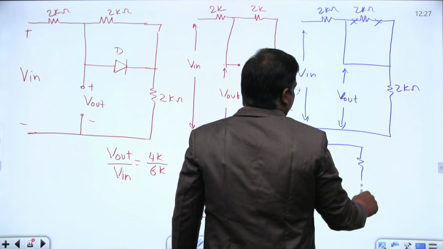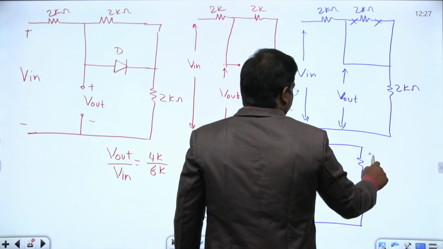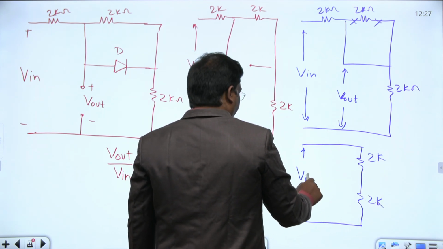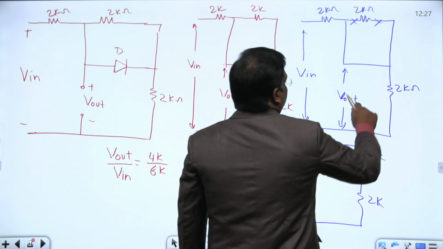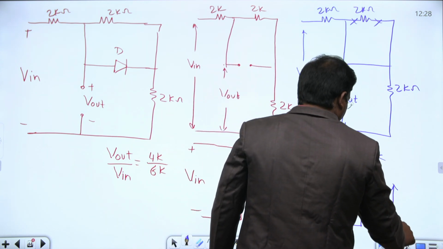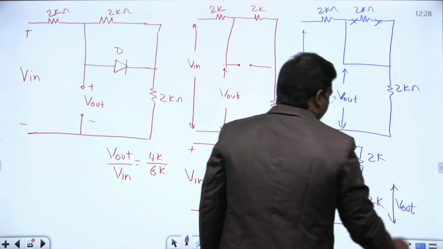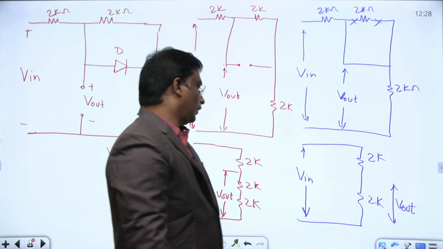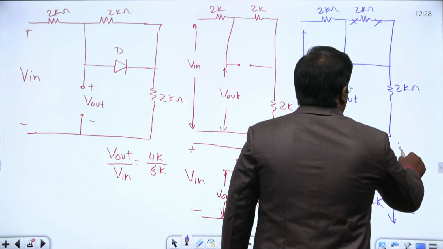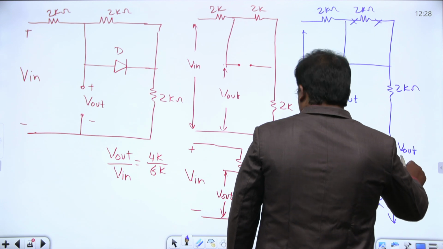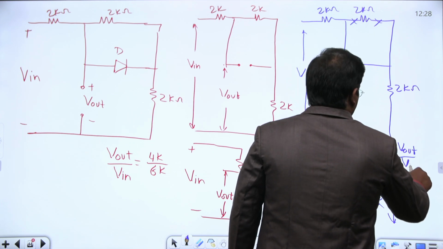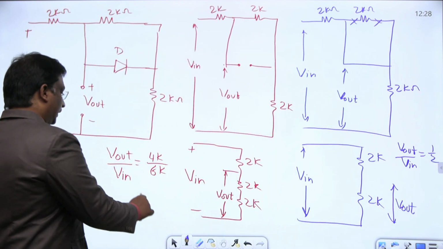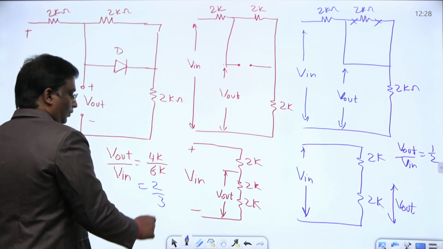Okay, this is 2K, this is 2K. This is V in, and this is the V out. Right now there are only two equal resistors connected in series. What is the voltage division rule? Tell me. V out equal to, or V out by V in, by the voltage division rule, is 1 by 2. Earlier you got 2 by 3 here, and now you got 1 by 2.